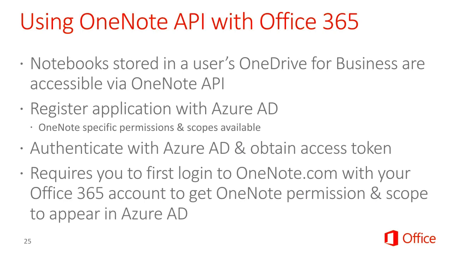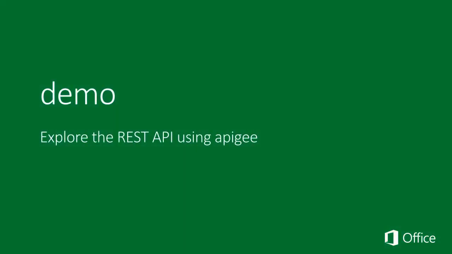You're going to authenticate with Azure AD and obtain an access token. It's going to first require you to log in to onenote.com with your Office 365 account in order to get the OneNote permission and scope to appear in your Azure AD tenant. So let's look at a demo and explore the REST API using the Apigee site.